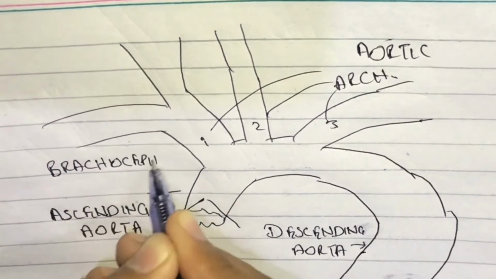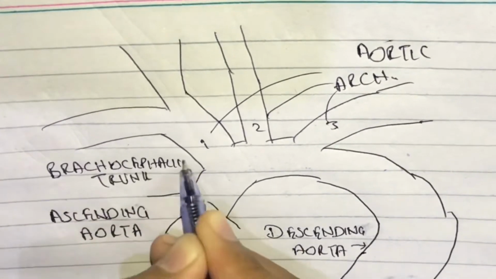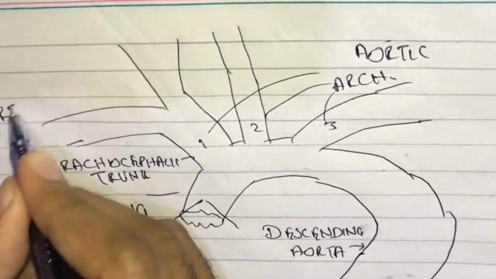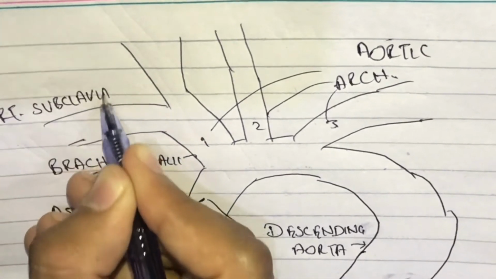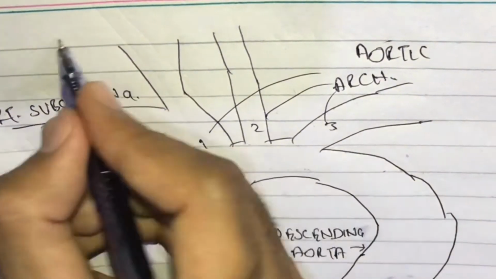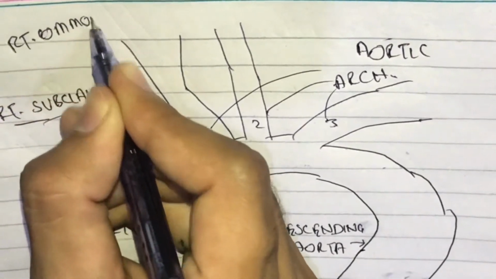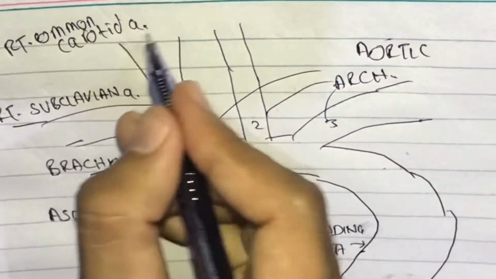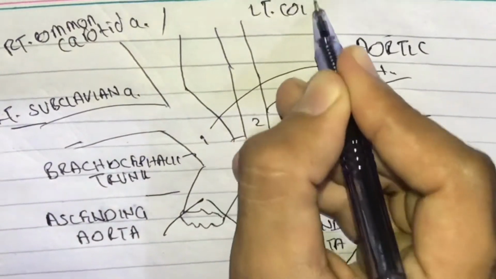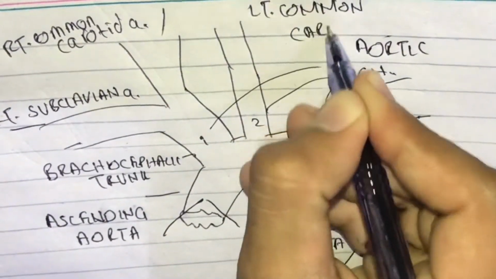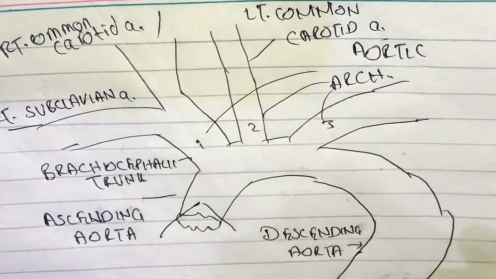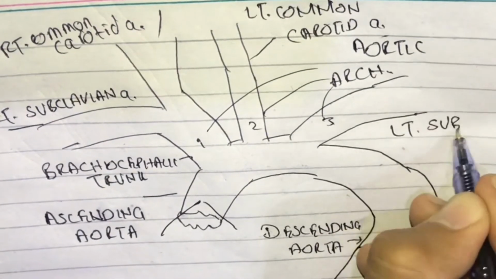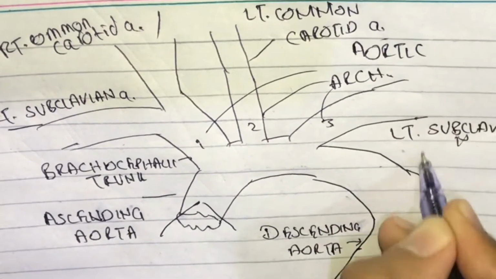We have the brachiocephalic trunk and the left common carotid artery and left subclavian artery. Brachiocephalic trunk has two main branches, the right subclavian artery and the right common carotid artery. The second part of the arch of aorta is the left common carotid artery.